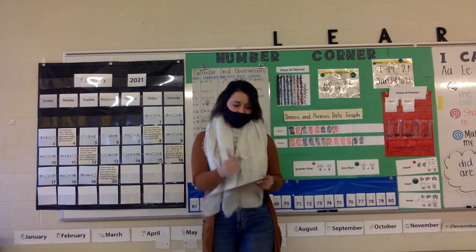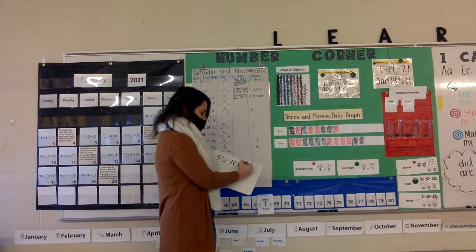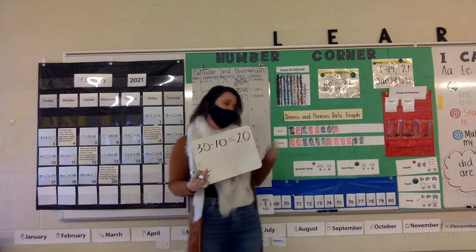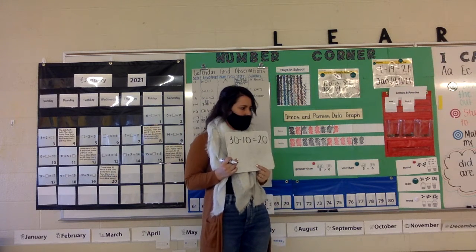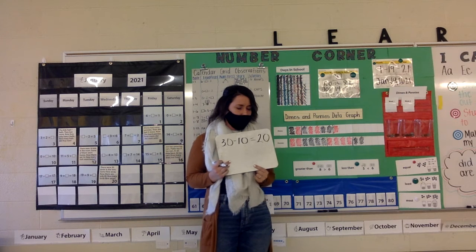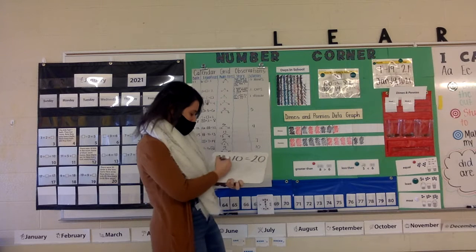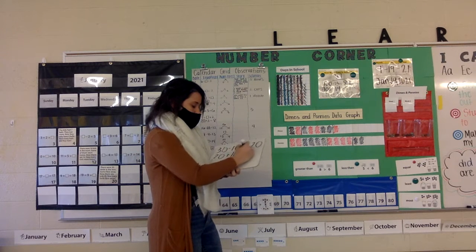And what's the answer then? If there's 30 and you take away 10, what does that equal? 20. How did you know that though? A lot of you didn't even have to think about it. You just knew. How? Because you add 10 to 20. You count to 20 and then 10 more and then 30.